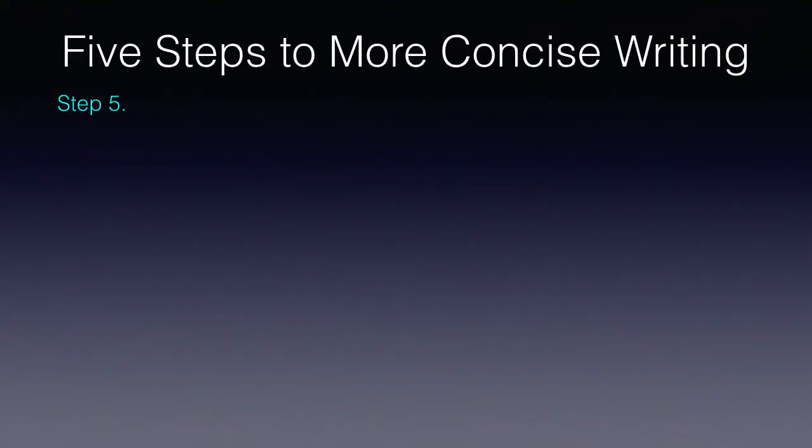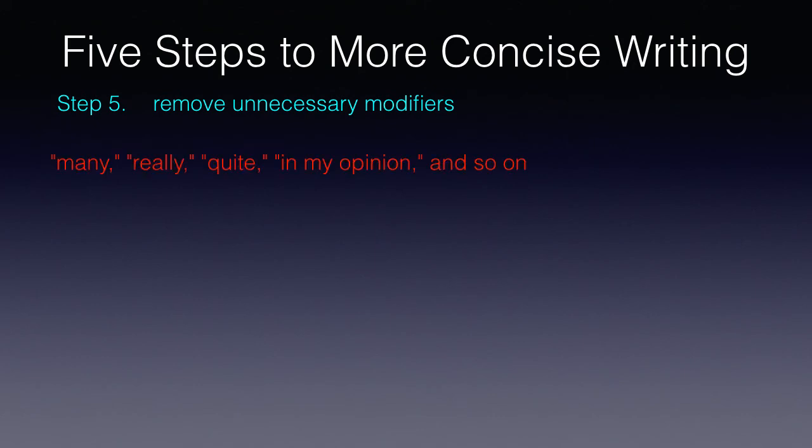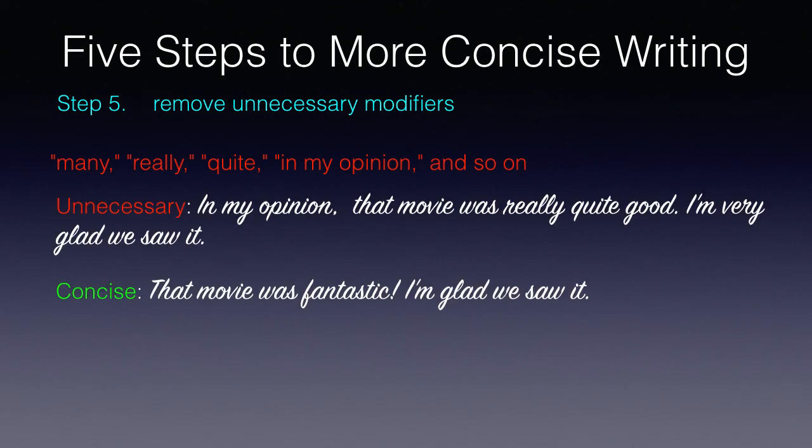Step 5. Remove unnecessary modifiers. Too many modifiers weaken the force of your writing. They bury your main ideas in a mountain of words that don't mean much. Look for modifiers like many, really, quite, in my opinion, so on, and edit them out of your writing. Instead of writing, in my opinion, that movie was really quite good, I'm very glad we saw it, just write, that movie was fantastic. I'm glad we saw it.